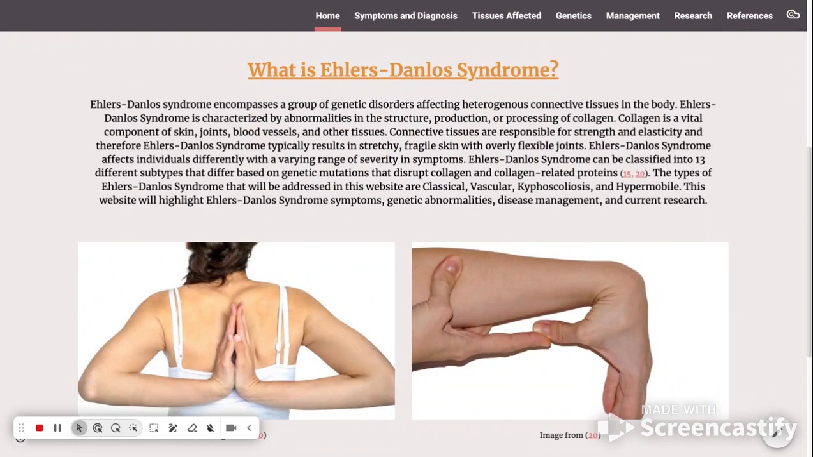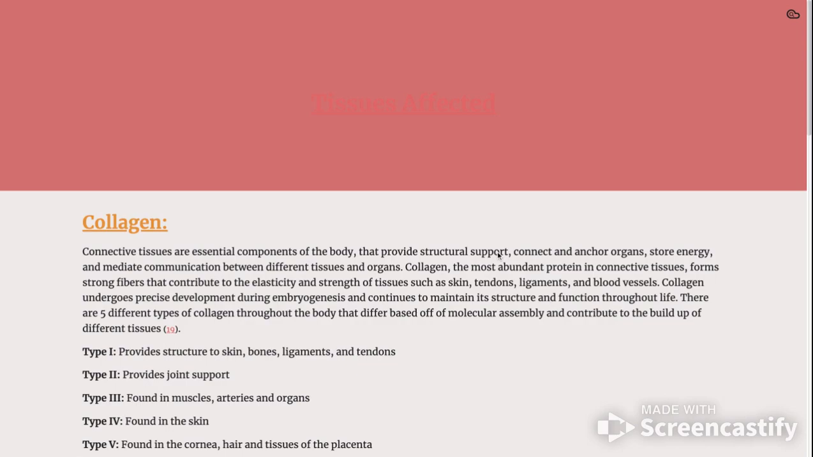There's 13 types of Ehlers-Danlos syndrome, and each type is associated with specific genetic mutations that affect different aspects of collagen synthesis. But here we're going to explore 4 major types, which include classical, vascular, kyphoscoliosis, and hypermobile. And we're going to focus on gene expression differences and how they lead to their distinct phenotypes. So first we're going to dive in to the world of connective tissues.